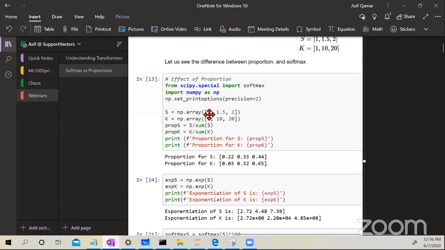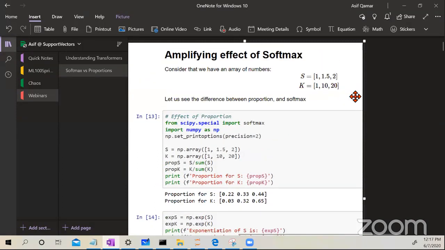So suppose you have numbers. Imagine that you have two arrays of numbers, S and K. If you look at S, you notice that the values are 1, 1.5, 2, isn't it? And if you look at K, the numbers are more pronounced: 1, 10, 20, isn't it? So the thing to note is that in S, the values are relatively close to each other. In K, the separations are much bigger.